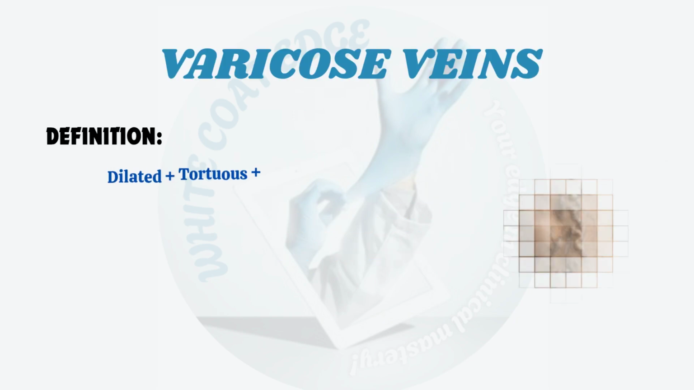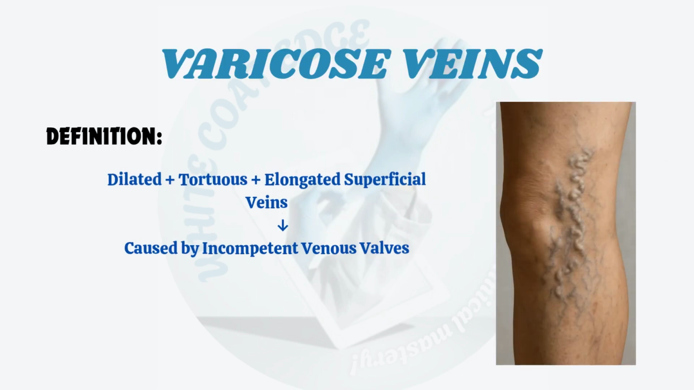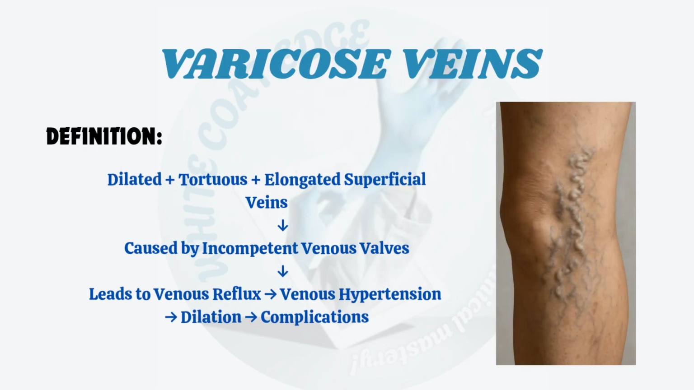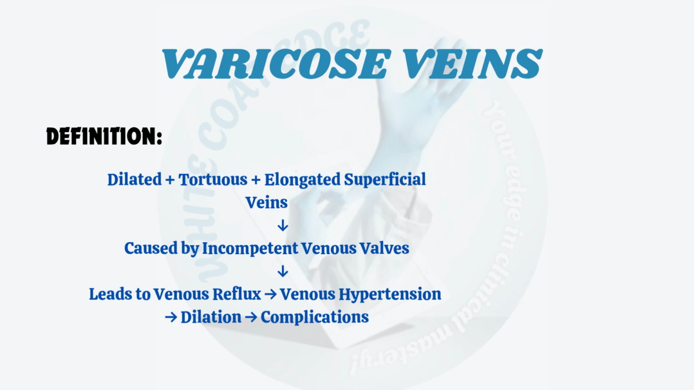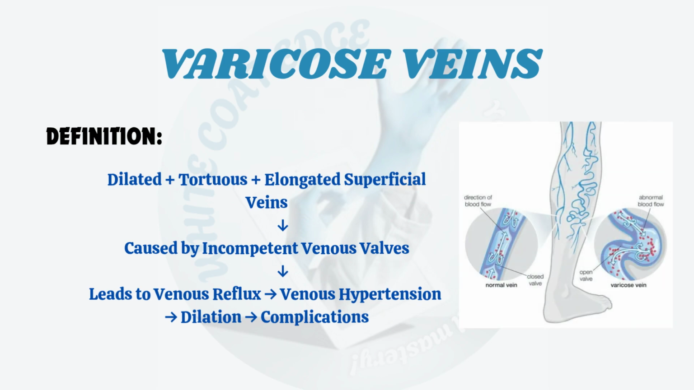Let's do this. Today's topic is varicose veins. First, definition. Varicose veins are dilated, tortuous, and elongated superficial veins which are caused by incompetent venous valves. That means usually the valves are one-way flow, but here they become two-way flow, which leads to venous reflux. Instead of going only one way, it goes the other way also. Now this causes venous hypertension and then dilation and then complications.